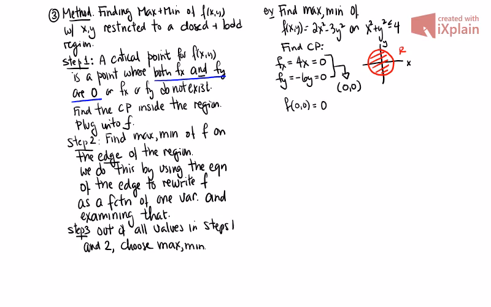We get 0, and we just note that point. I'm going to put a green box around it. We just say, hey, that's what's going on at the critical point. And then we just put that aside. That's step 1. And then we look at the edge.